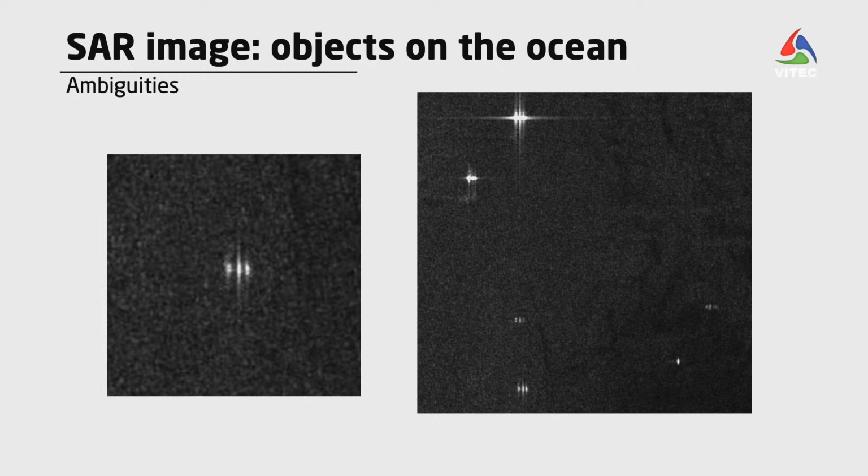Simply speaking, you can't have a perfect antenna. There are also side lobes, and if it's a really, really bright ship, the signal can enter the side lobe, and this is what we see here. So, copies of the real ship.